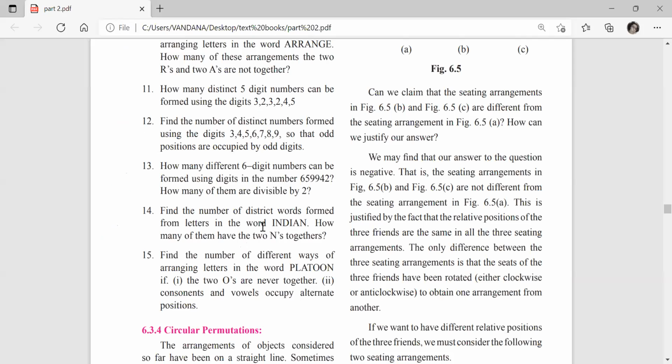And the last one, 15th. Find the number of different ways of arranging the letters in the word platoon if the 2 O's are never together, and the consonants and vowels occupy alternate places.